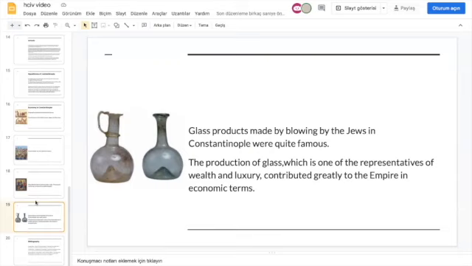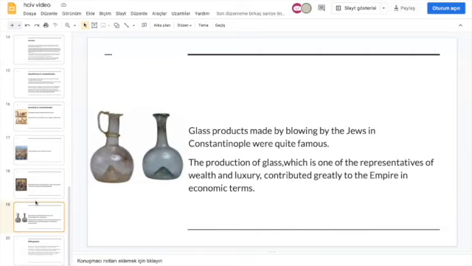Glass is also important in Byzantine trade. Glass was also used in Byzantine architectural works. However, it was an expensive product. Glass products made by glowing by the Jews in Constantinople were quite famous. The production of glass, one of the representatives of wealth and luxury, started in Byzantium. This started to become widespread in the 19th century and made a great contribution to the empire in economic terms.